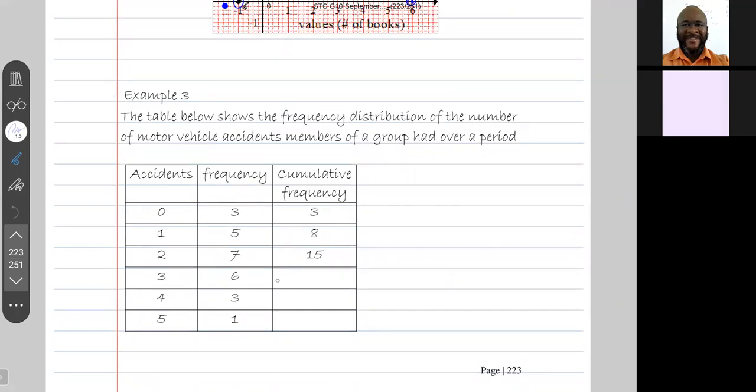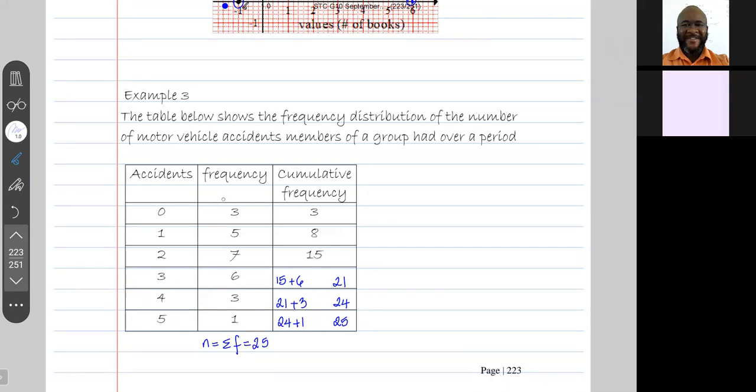So this is 15 plus 6, 21. 21 plus 3, 24. 24 plus 1 is 25. This is still true that n is equal to the sum of the frequency, and if you add this up, you should get 25. So 25 persons took part in this survey.